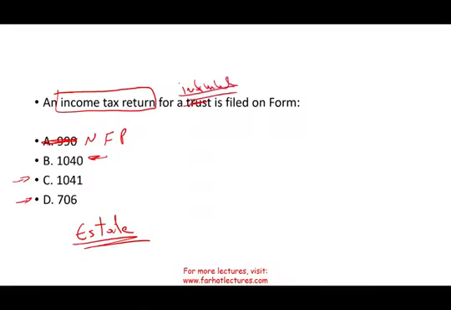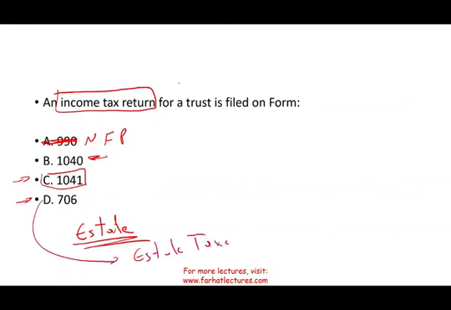What's a 1040? It's for individuals. Therefore, if you have to guess, you would guess 1041 because it's an income tax return. Now, what is the 706? 706 is estate taxes. When you die, and you do this only one time. So notice, you do this only one time.